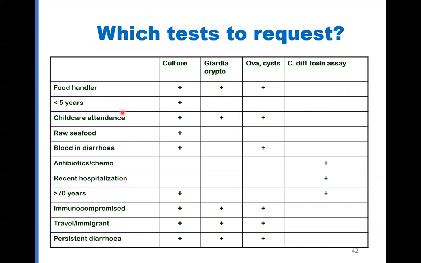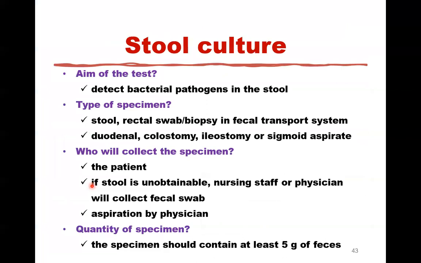Then regarding the other group of patients, and the tests that you can request in the laboratory, I want you to note that when you have a patient who's had antibiotics, who's been treated with chemotherapeutic agents, who's had recent hospitalization, or the patient is elderly, you have to request a C. diff toxin assay. We'll discuss this later when we discuss antibiotic-associated diarrhea and why it's important to do the assay.